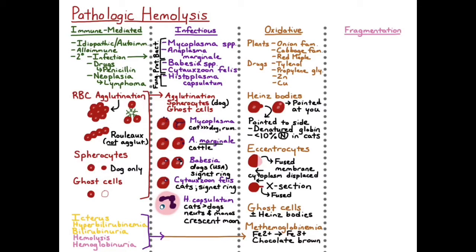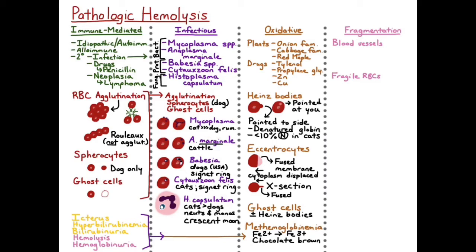This video is going to be on fragmentation hemolysis. Fragmentation hemolysis occurs when the red blood cell is broken within the blood vessel. So this is either a disease of the blood vessels or it's a disease of the red blood cells in that they're more fragile and can break easier.